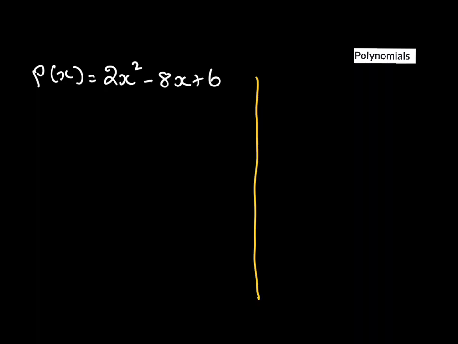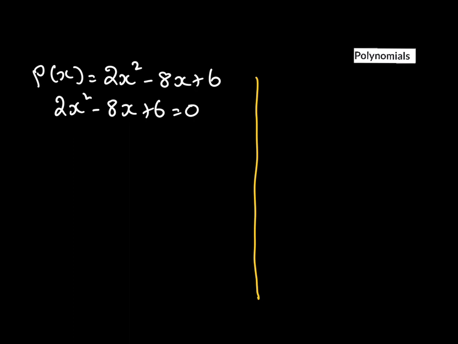Let's take the quadratic polynomial P of x equal to 2x squared minus 8x plus 6. Let's find out what are the zeros of this polynomial. In order for us to find out what are the zeros of this polynomial, we will equate this polynomial to 0. 2x squared minus 8x plus 6 equal to 0. Now we will factorize this polynomial. We have learned how to factorize a polynomial.